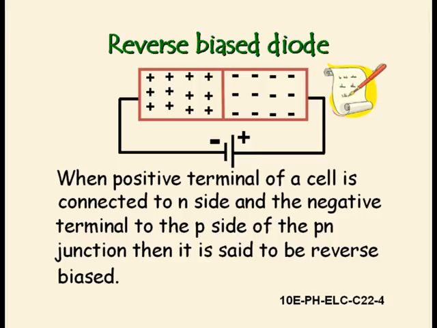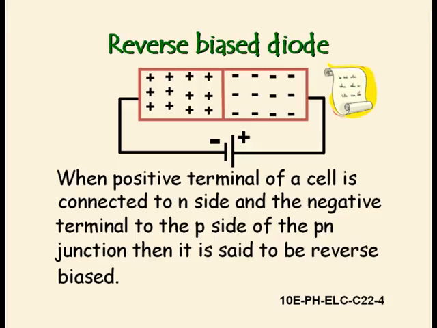Now children, from this we can understand that PN junction allows current in one direction only. Such a device is called diode. Diode acts as a conductor when it is forward biased and acts as a resistor when it is reverse biased.